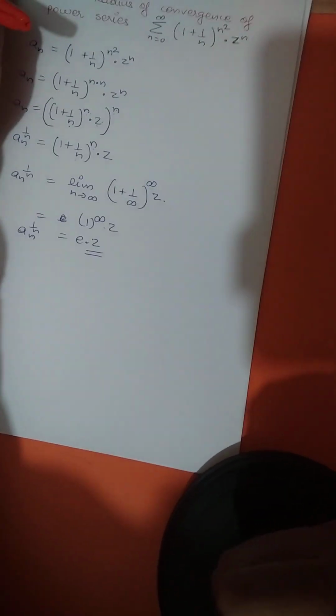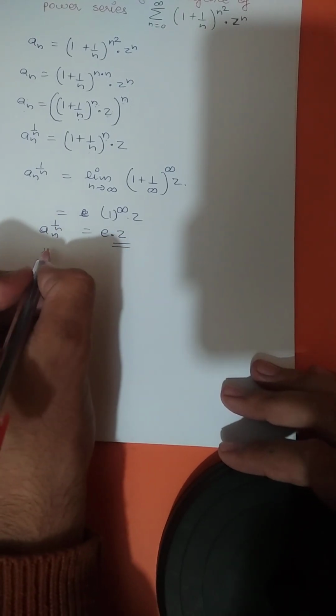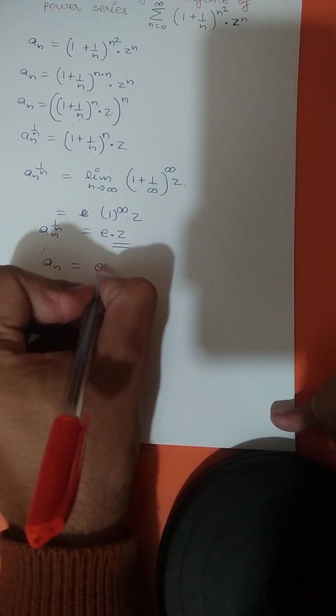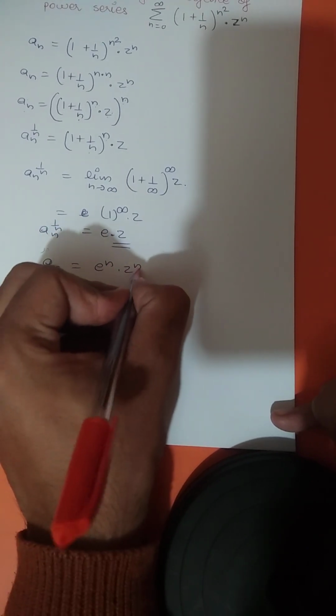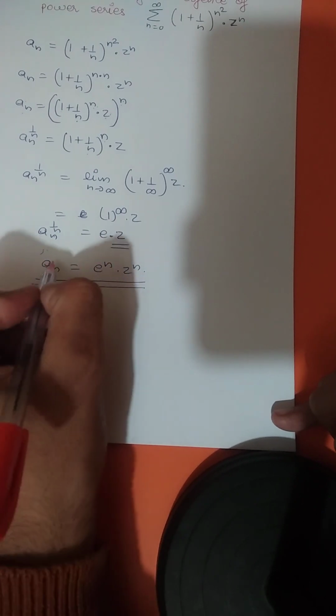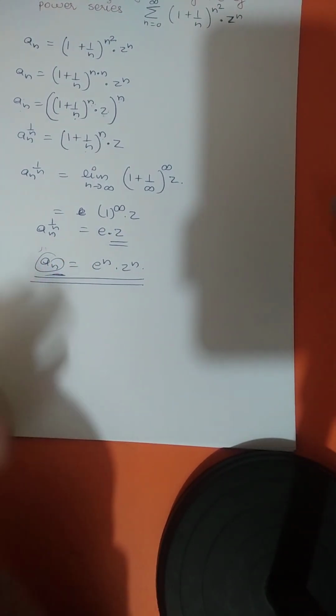Now from here what can we do? The next step, just see. From here I can write that a_n equals e power n into z power n only. Okay, so from here we can take this function as a_n or something else also, as a Taylor series f of x we can also take.